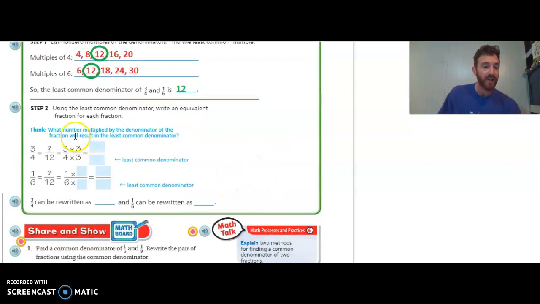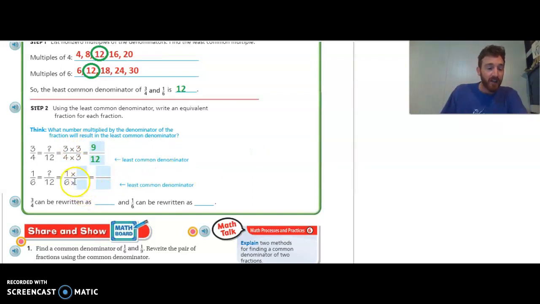Now again, down here it says using the least common denominator, write an equivalent fraction for each fraction. So notice here we're doing the same strategy. From 4 to 12 we would multiply by 3. Now again, we want to have that 12 as our common denominator. And in this case we have 3 already for our numerator. So if I go from 4 to 12, I multiply by 3, as they point out here. 3 times 3 is going to be 9. So this would be your equivalent fraction of 9 there, okay?